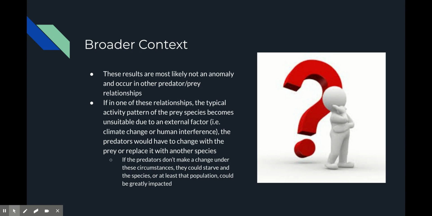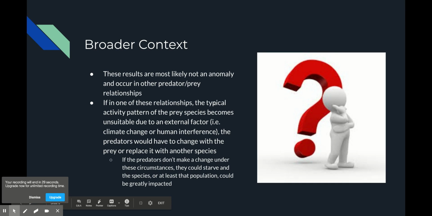And then if, in one of these predator-prey relationships, the typical activity pattern of the prey becomes unsuitable due to climate change or humans knocking down trees in the forest, etc., the predators could have to change with the prey, move somewhere else, or find a new time during the day to be active. And then if they can't change under those circumstances, they could starve, and the species, or at least the population, could be greatly impacted. So yeah, that's about it.